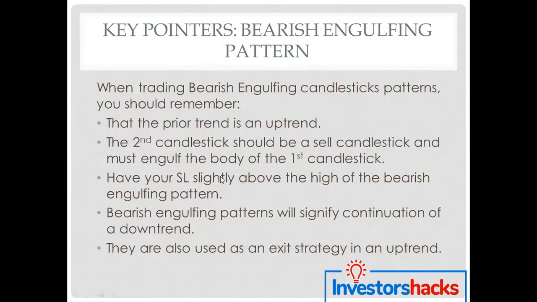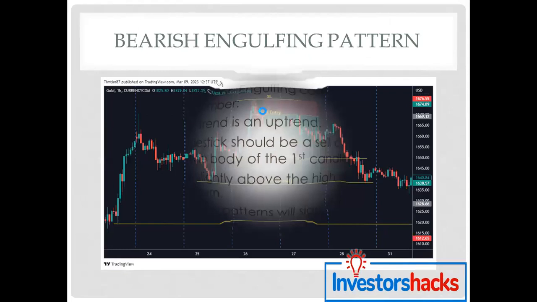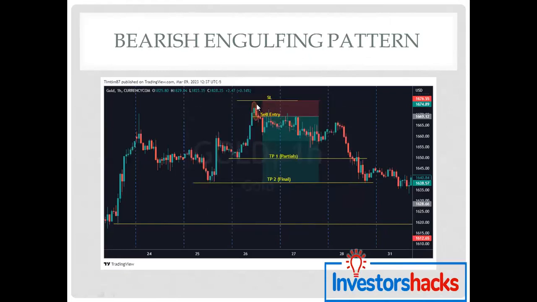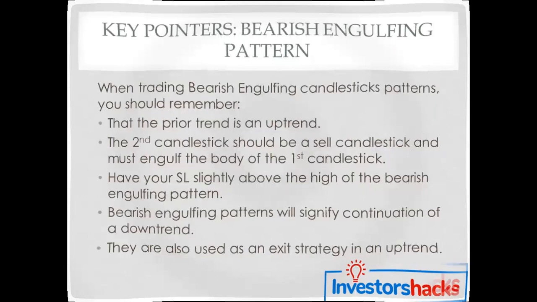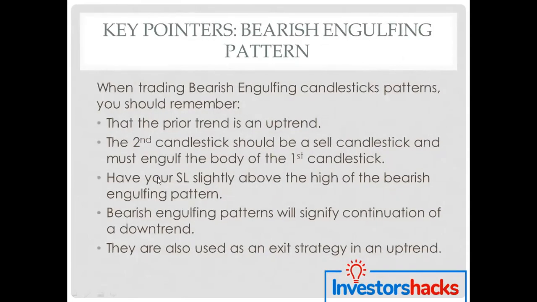Then you must have your stop loss slightly above the high of the bearish engulfing pattern. This is where we have our stop loss. This was the high, and therefore slightly above the high. And you need to shoot for a risk to reward ratio of at least 1:3, as I've always emphasized, for you to be profitable in the market in the long run, despite the situations whereby you'll have to take some losses, because in the market, you will have to take losses.